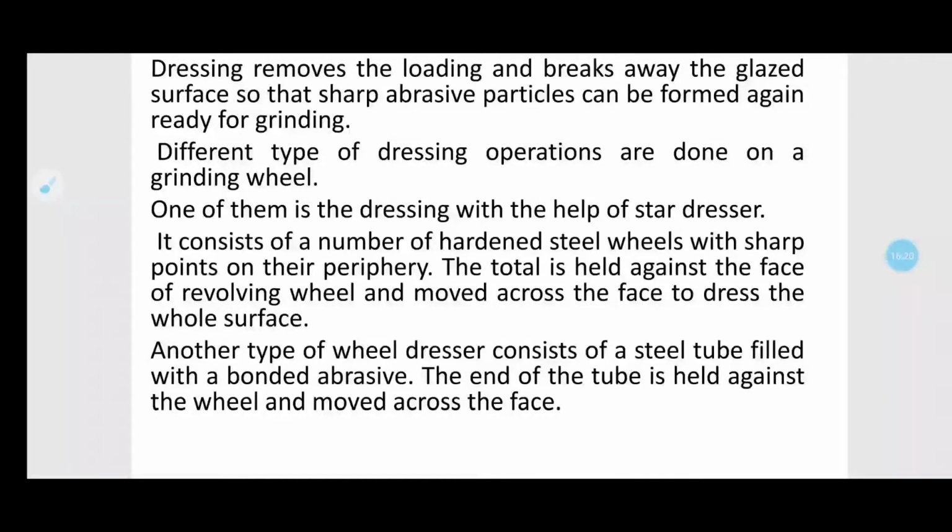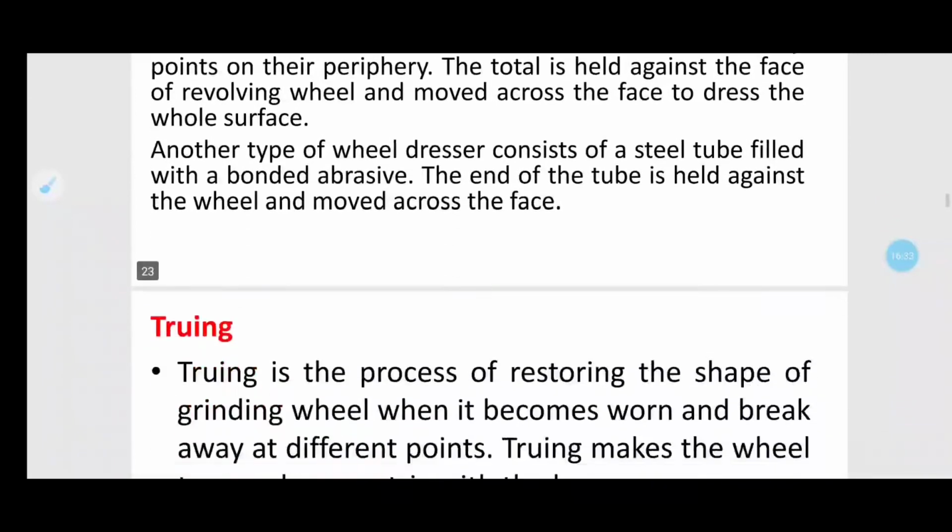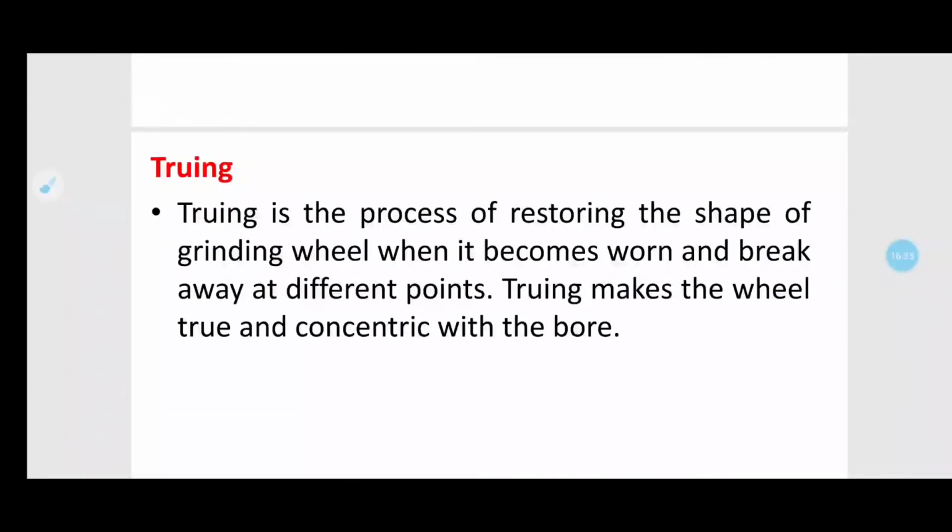Next one, the tool is held against the face of the revolving wheel and moved across the face to dress the whole surface. As I showed in the video, you could easily understand what the dressing process was. Another type of wheel dresser consists of a steel tube filled, so we don't need to see that. That's another type.